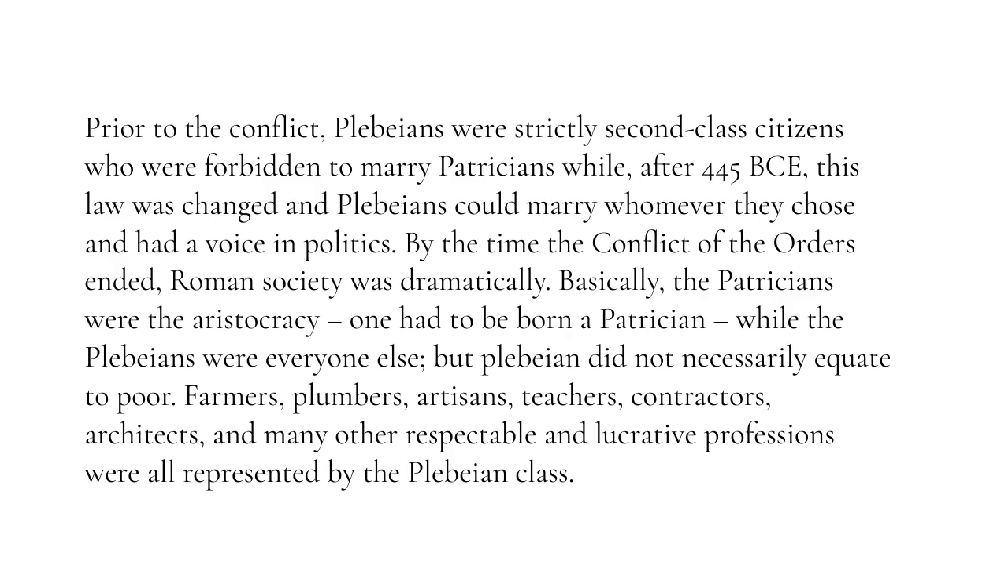The 12 Tables were publicly posted for all to see and guaranteed that no one was above the law. Prior to the conflict, plebeians were strictly second-class citizens who were forbidden to marry patricians while, after 445 BCE, this law was changed and plebeians could marry whomever they chose and had a voice in politics. By the time the conflict of the orders ended, Roman society was dramatically changed.